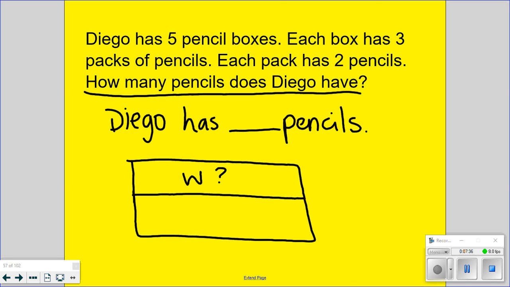What do I know? Macklin, what do I know? You know that he has 5 pencil boxes and every pencil box has 3 packs of pencils. Yeah. And there's 2 pencils in each pack. Yeah. That's a lot of stuff that we know. Let's go ahead and separate our bar into our 5 pencil boxes, because we know he's got 5 pencil boxes. So far, so good? Do we see our 5 pencil boxes?